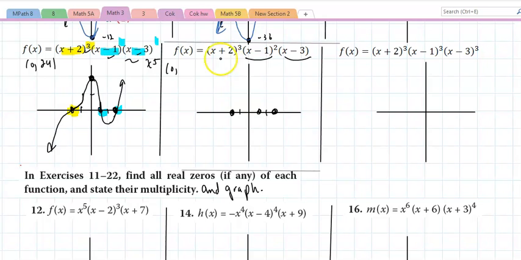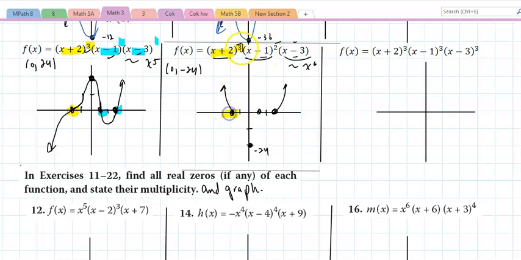X equals 0. You get 8 times 1 times negative 3, negative 24. You mark that at negative 24. When you multiply those out, x cubed times x squared times x is x to the 6. X to the 6 looks something like this.